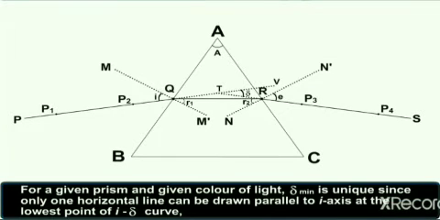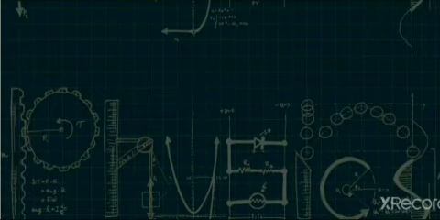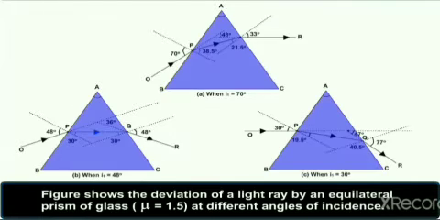For a given prism and given color of light, delta minimum is unique since only one horizontal line can be drawn parallel to the I-axis at the lowest point of the I-delta curve, that is, only for one value of angle of incidence I, the refracted ray inside the prism is parallel to its base. At different angles of incidence, the figure shows the deviation of a light ray by an equilateral prism of glass whose refractive index is equal to 1.5.